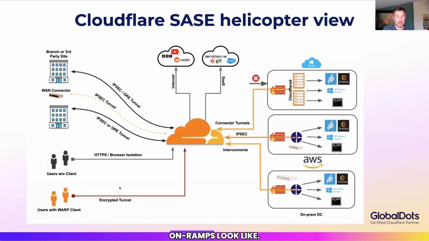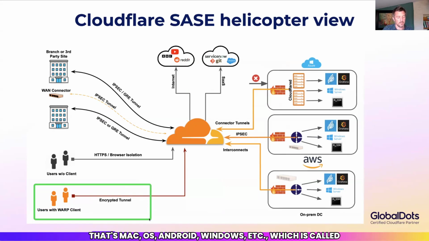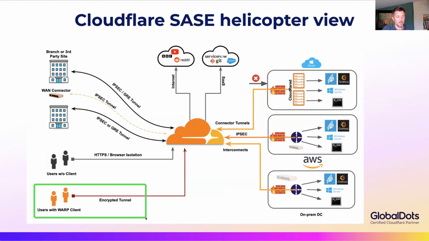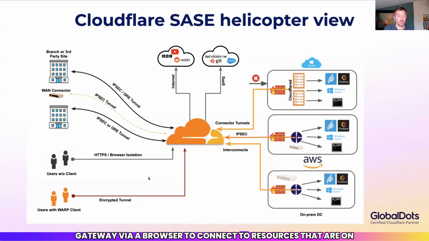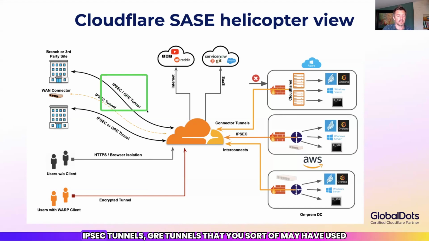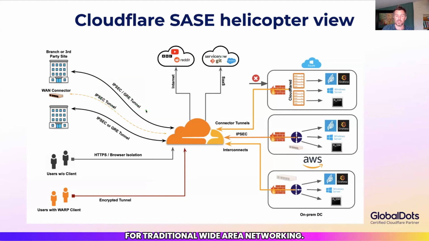Now, just in case you're not familiar with Cloudflare, I wanted to give a hyper quick overview as to what these on-ramps look like. If you're a user, you have a Warp client, so that's Mac OS, Android, Windows, etc., which is called Warp, and you can think of that as a traditional VPN client. We have browser isolation, so you can run secure web gateway via a browser to connect to resources that are on the other side of Cloudflare. And then you can use IPsec tunnels and GRE tunnels that you may have used for traditional wide area networking.